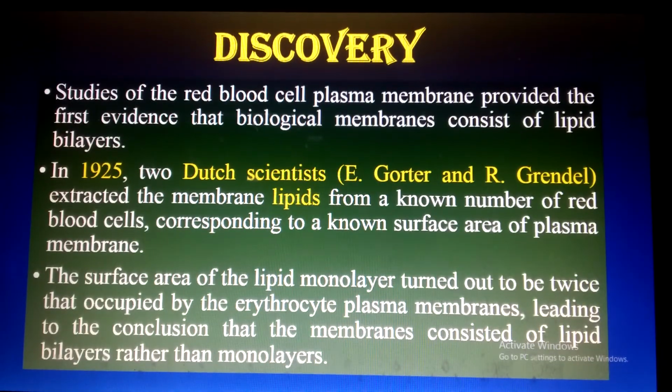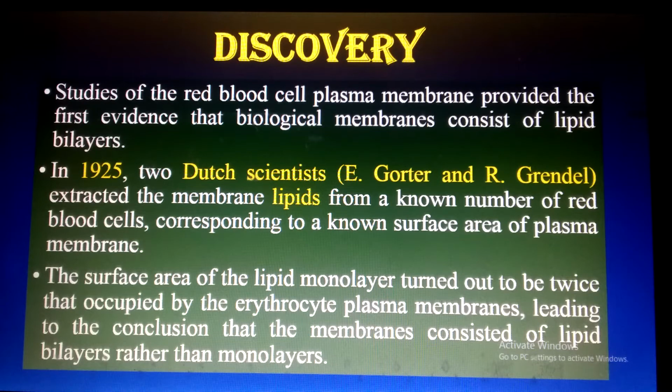Okay, now the discovery. This is very important to understand and to know the discovery of each and every organelle, each and every cell, each and every discovery, because in this way we are able to know who discovered it and in which period and how. So the studies of the red blood cells plasma membrane provided the first evidence that the biological membrane consists of the lipid bilayer. This is very important.